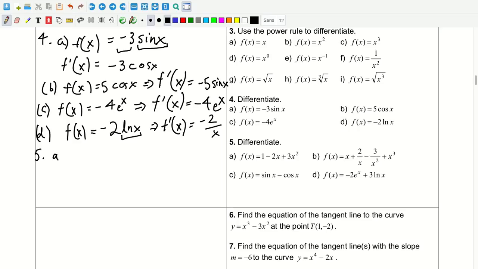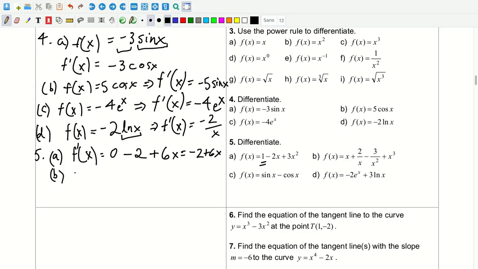Now it's going to be a sum of terms, and we're going to do it all at once. I don't have to rewrite it. Let's just do f prime of x. The derivative of 1 is 0. The derivative of 2x is 2. I'm going to put a minus because we have a minus here. And the derivative of x squared is 2x multiplied by 3, that's going to be 6x. So in the end we get negative 2 plus 6x. Done.